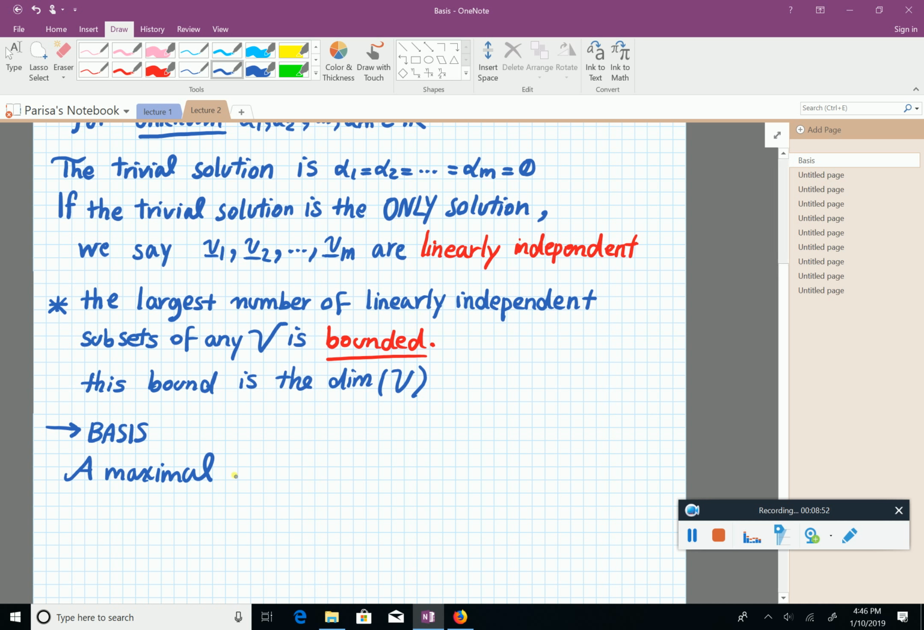So let's just write it down. A maximal linearly independent subset is called a basis.